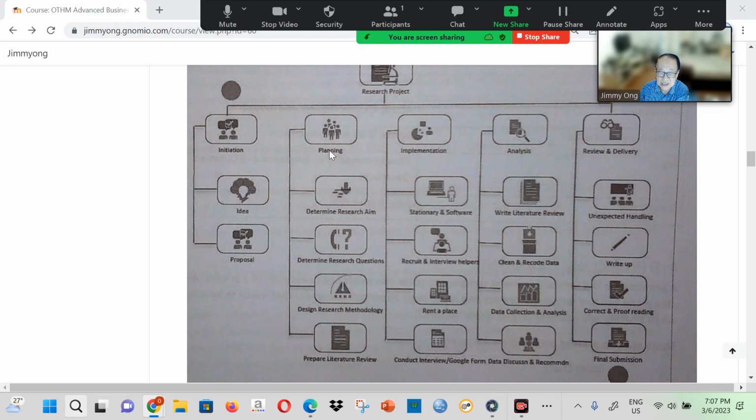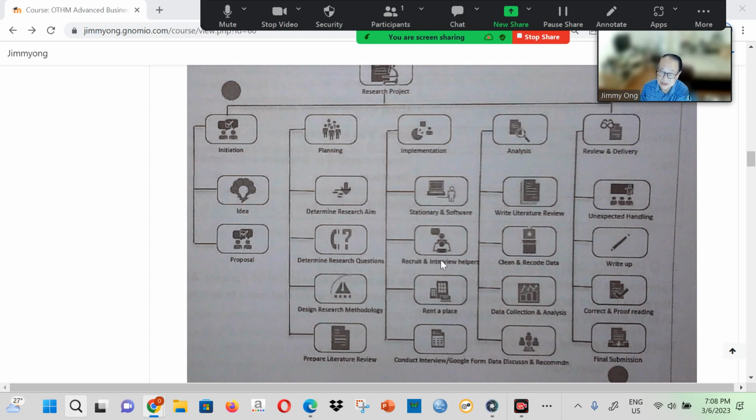And how you get it started, how you plan, how you determine the question, and what is your design methodology, and how do you prepare the literature review, and how do you write, and at the same time you have to have an area of implementation, right? In the implementation you're going to talk about your software that you use, for example SPSS, Minitab, or Excel file.